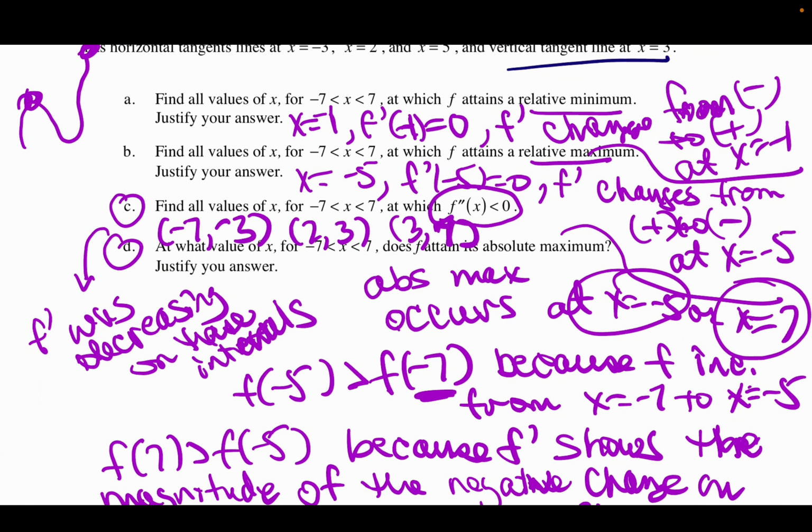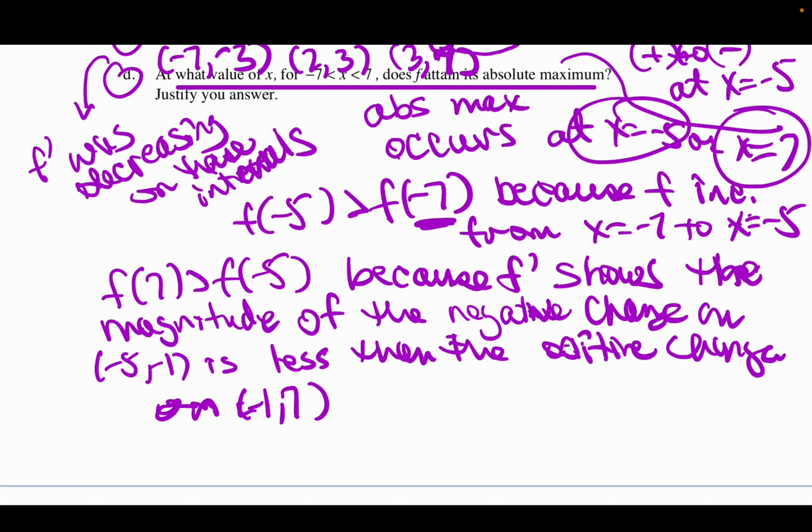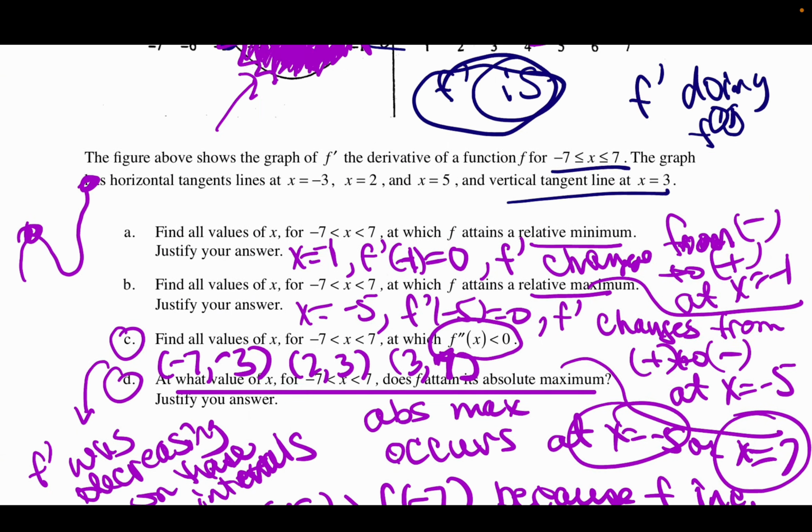And I always want to go back and see at which x it has an absolute maximum. So I think I'll say at x equals 7, it reaches its absolute maximum, because it didn't ask for the value. Absolute max occurs at x equals 7.